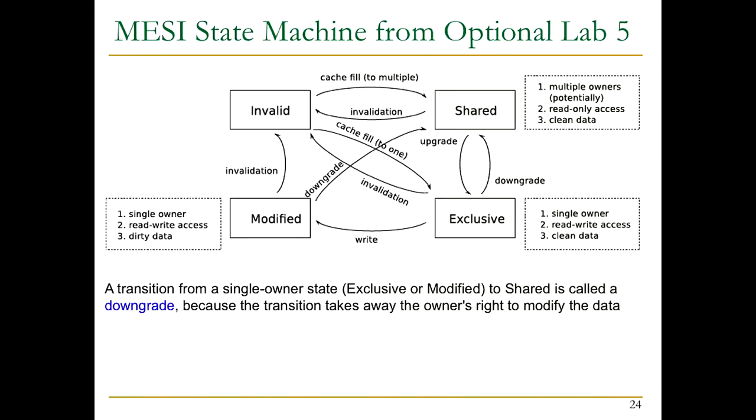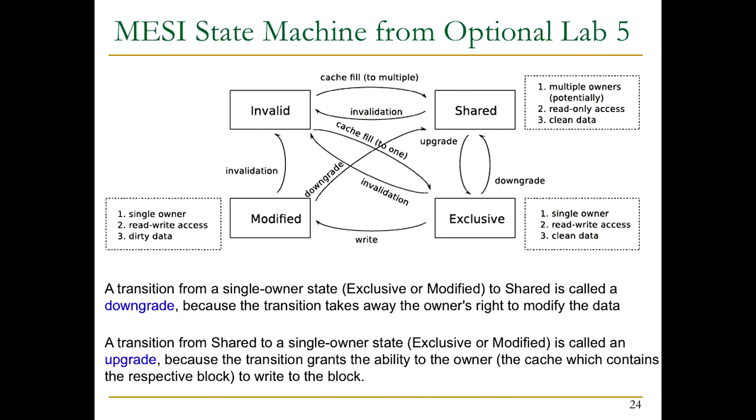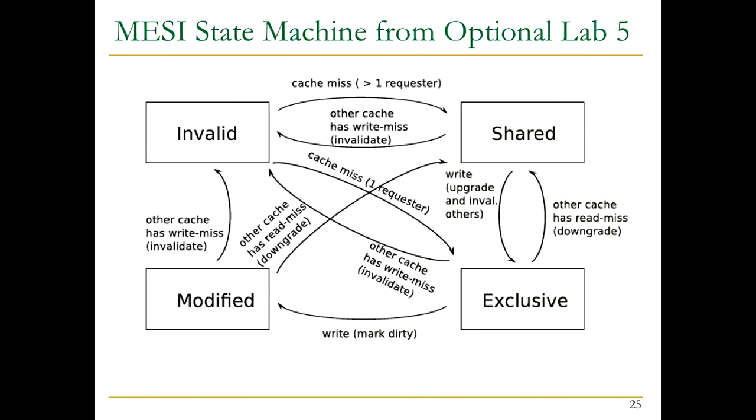So a transition from a single owner state, exclusive or modified, where you have higher permissions, to shared is called a downgrade, because the transition really takes away the owner's right to modify data. You're downgrading your permissions. And a transition from the shared state to a single owner state, exclusive or modified, is called an upgrade because the transition grants the ability to the owner, i.e. the cache which contains the respective block, to write to the block. So that's higher permission versus lower permission states. And yeah, we can have fun with the state machine that we have in Lab 5.